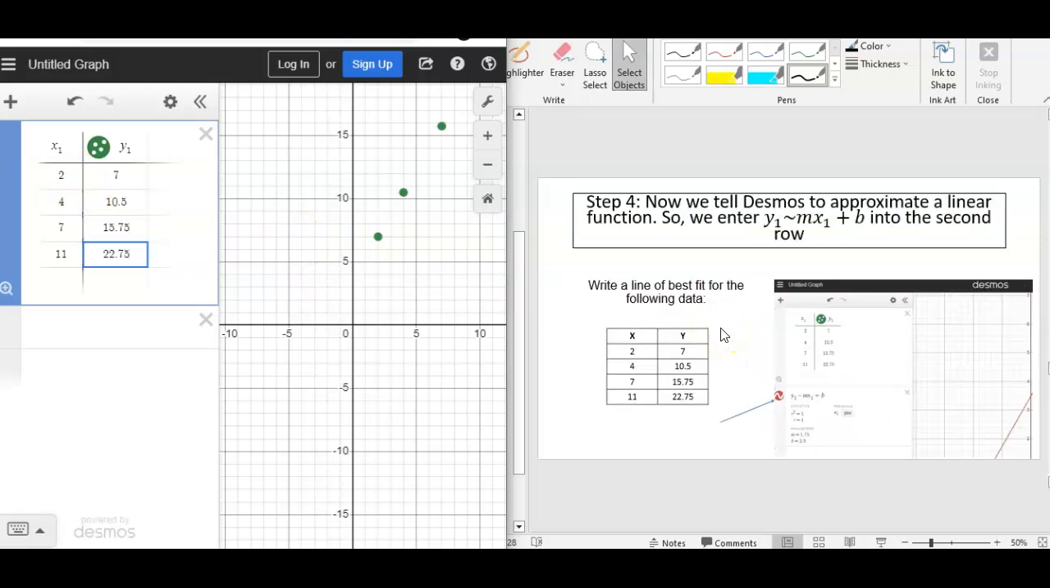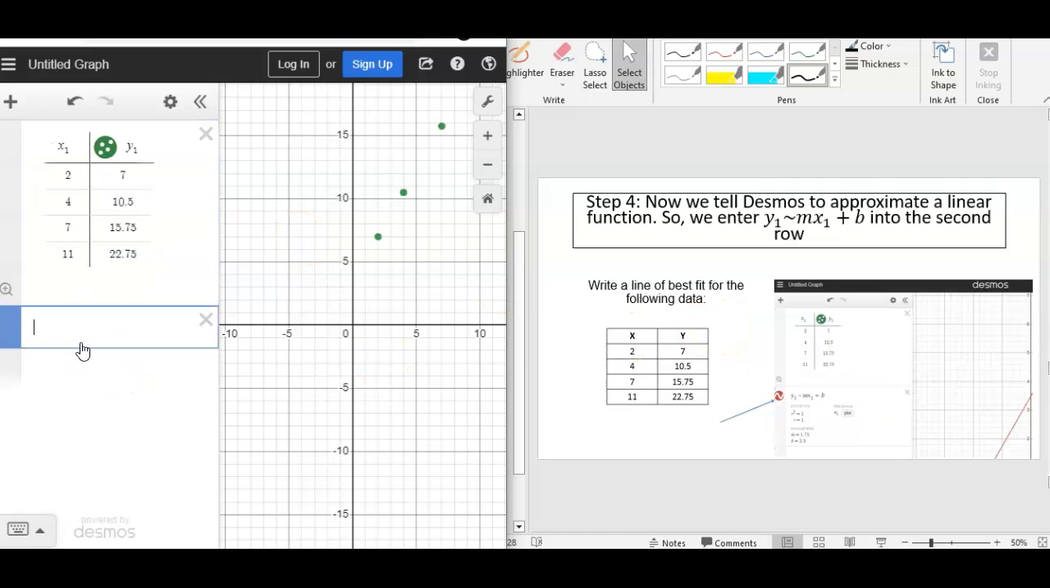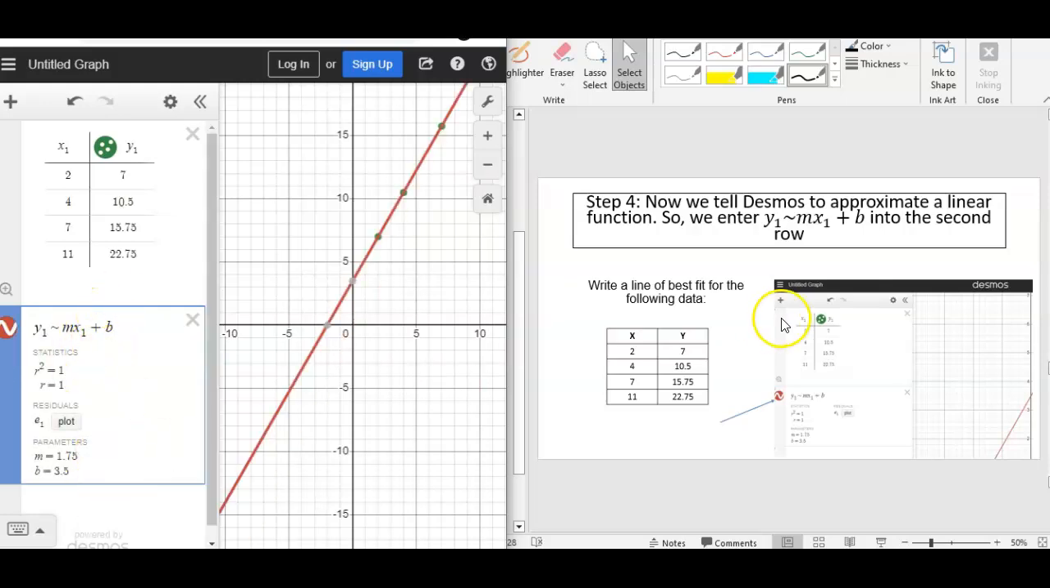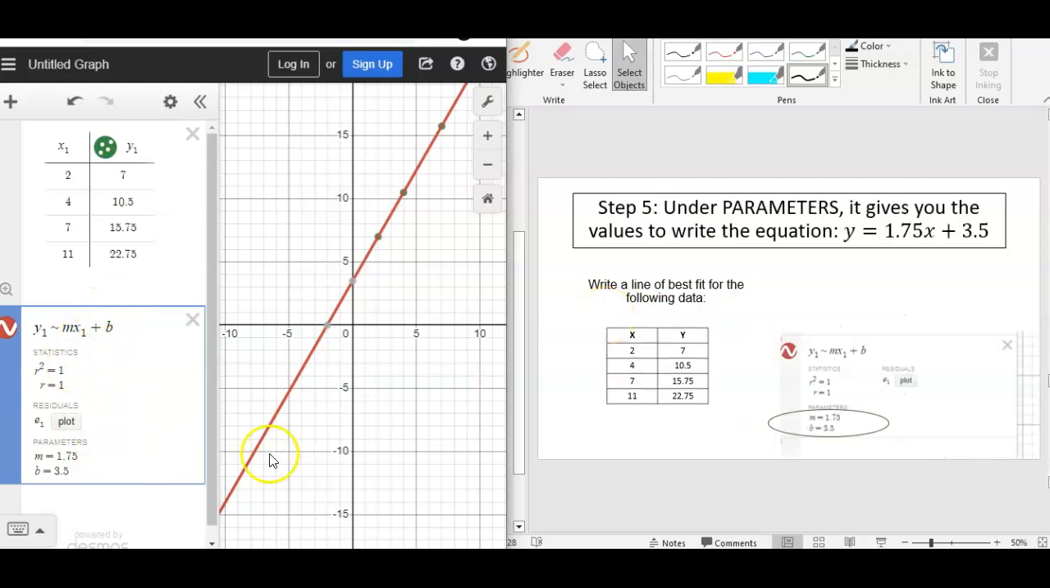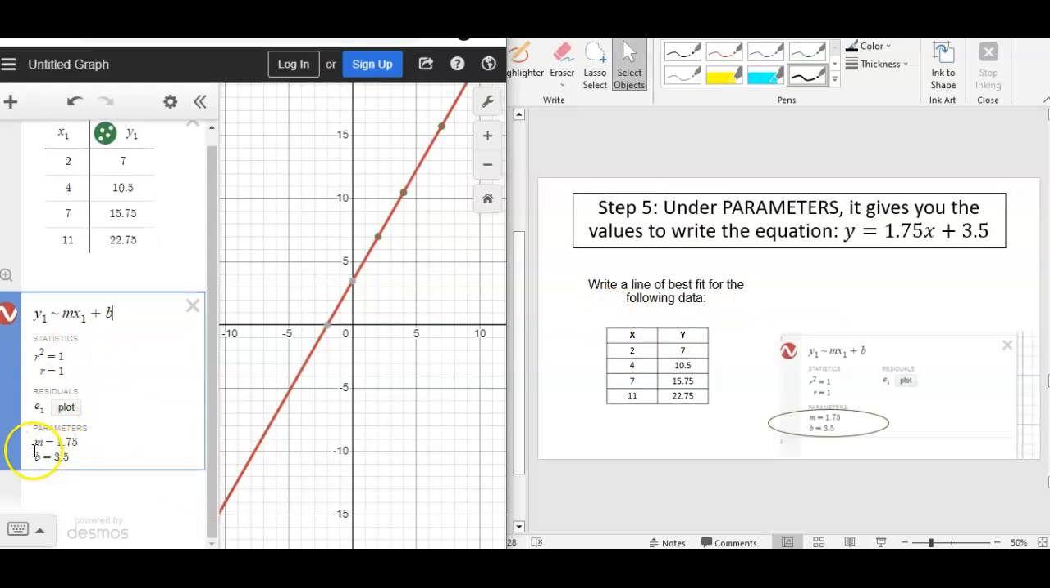Once you have these values entered in, you're going to tell Desmos to approximate a linear function. So you're going to type y1 is approximately mx1 plus b, and then it's going to figure out the line for you. Under parameters, you can see it tells you the value of m and the value of b. So you can plug these values back into y equals mx plus b to get the equation of the line, which is y equals 1.75x plus 3.5.